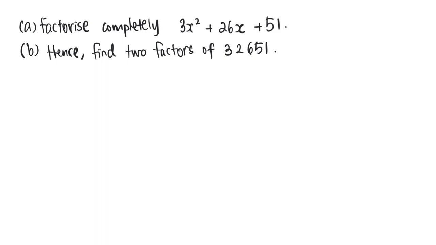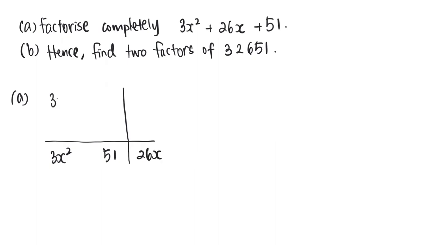The first part is to factorize the expression 3x squared plus 26x plus 51. So for part A, I'm going to make use of the cross chart where I will have 3x squared and 51 and 26x here. So to get 3x squared, there's only one possible pair, 3x times x. As for 51, 1 times 51, 3 times 17. So there's actually only these two possible pairs.